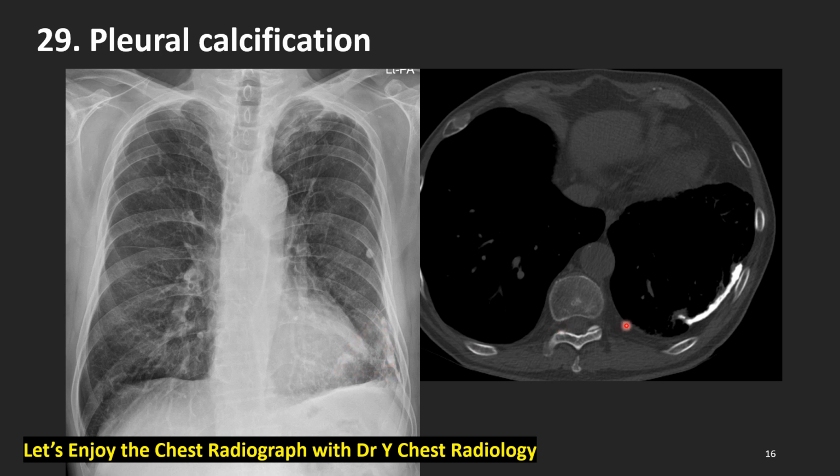Let's look at the CT. Yes, it was posterior location. Pleural thickening after chronic process of pleural inflammation. This is thickened fat of extrapleural fat. Yes, after chronic inflammation of tuberculosis pleurisy.